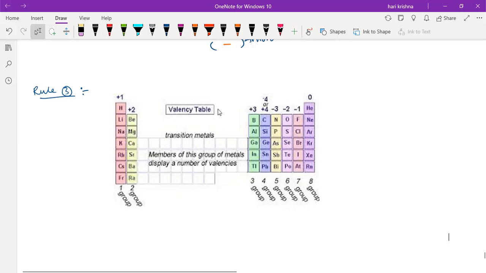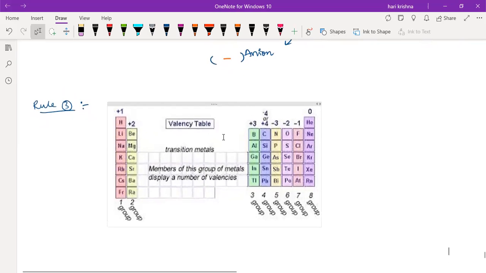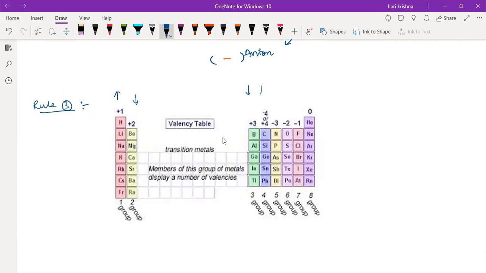Thank you. So this is the chart which is very important. If you take first group elements, all will show +1 charge. Second group elements all will show +2 charge. Third group +3, fourth group +4, fifth group -3, sixth group -2, seventh group -1, like that. And noble gases will show 0. Understood?